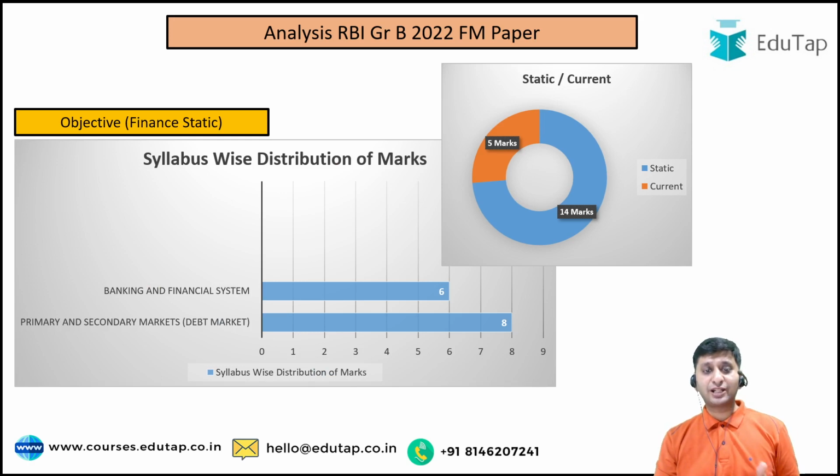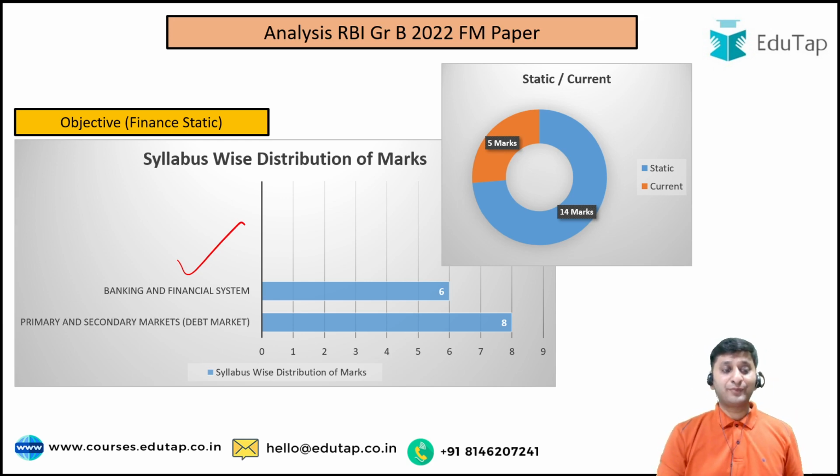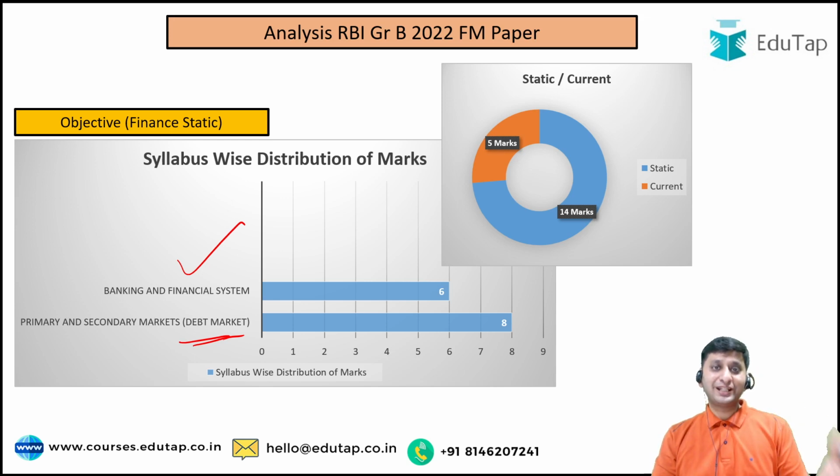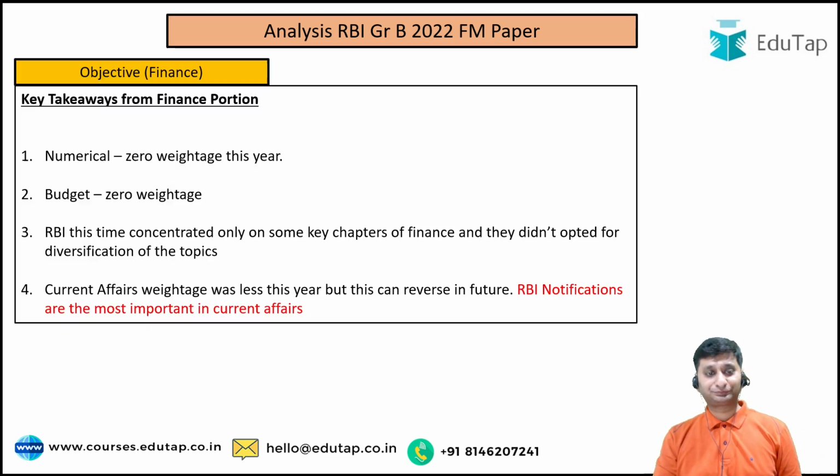If I talk about the static part, then paper was not well diversified, as in questions were asked only from these 2 chapters, banking and financial system, where questions were asked related to outsourcing, and primary and secondary markets, debt markets, where 4 questions were asked related to commercial paper. Apart from this, no question was asked from other static chapters, like the most important ones being risk management, derivatives, bonds, options. उसमें से कुछ भी नहीं पूछा है because anyways the weightage was less, तो questions पहले ही कम आए और वो भी इन्हीं 2 chapters में से आए.